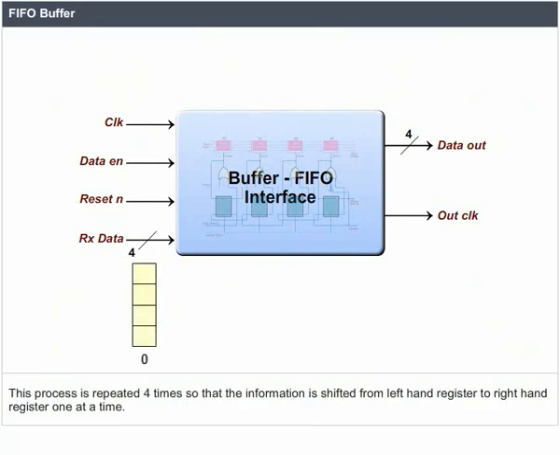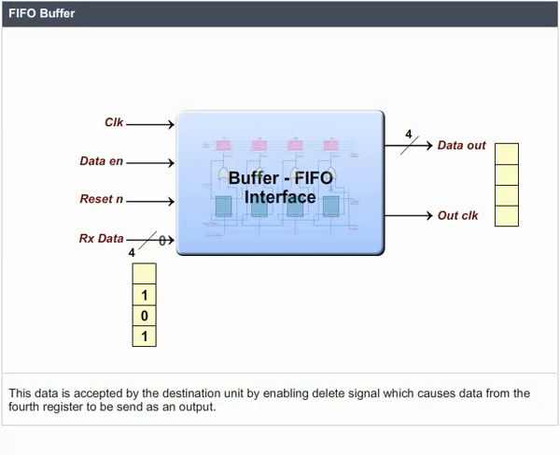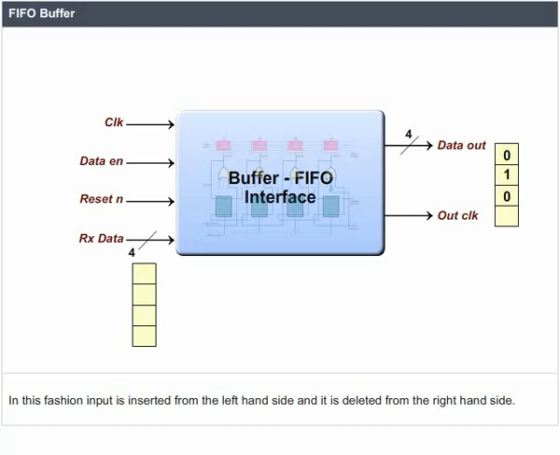This process is repeated 4 times so that the information is shifted from the left-hand register to the right-hand register one at a time. When all the 4 registers are full, the output ready control line is enabled, which is set at F4 equals 1, indicating that valid data are available in the R4 register. This data is accepted by the destination unit by enabling the delete signal, which causes data from the 4th register to be sent as an output. In this fashion, input is inserted from the left-hand side and it is deleted from the right-hand side.